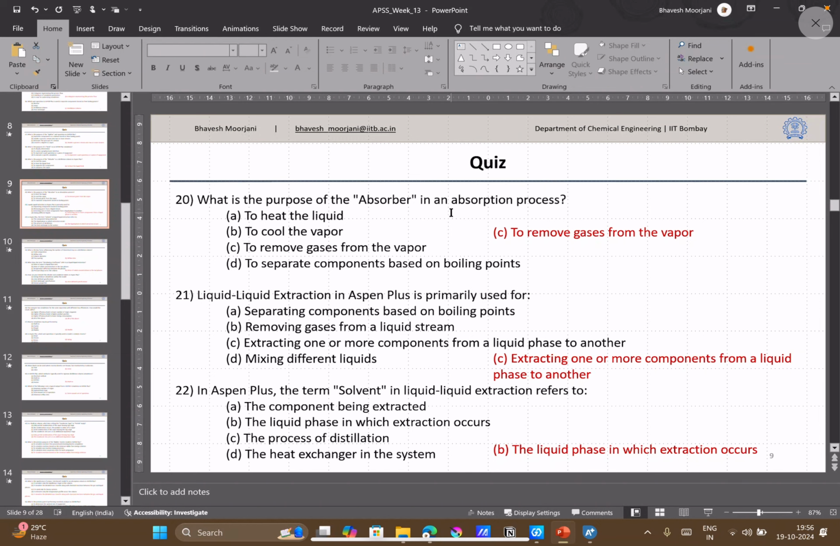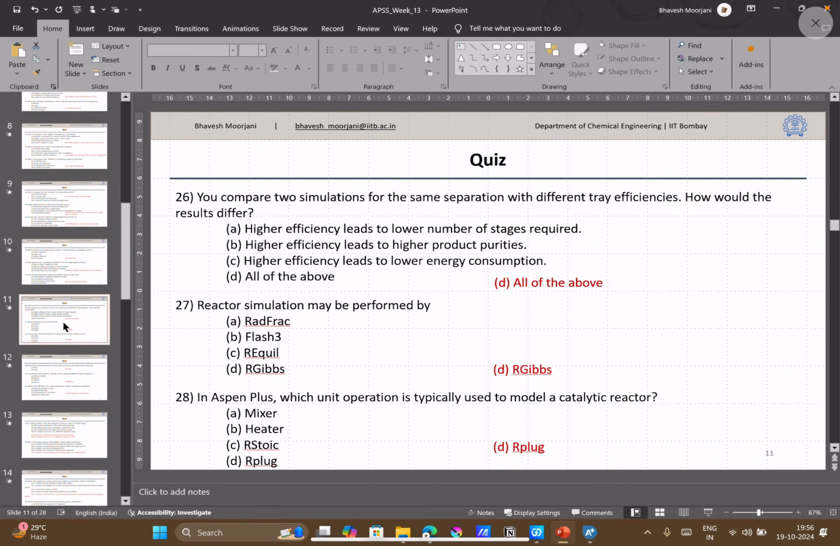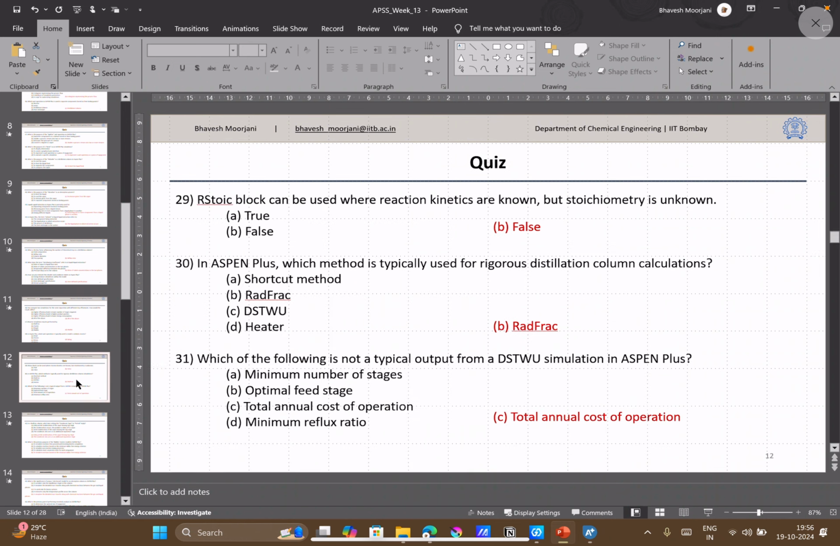That is to remove the gases, where your gases will be dissolved in your absorber, which is generally a liquid. So these are basic theoretical questions. Some questions are related to Aspen Plus, like which unit operation is typically used to model a catalytic reactor. We have seen RPlug, which we have used with a catalyst that way.